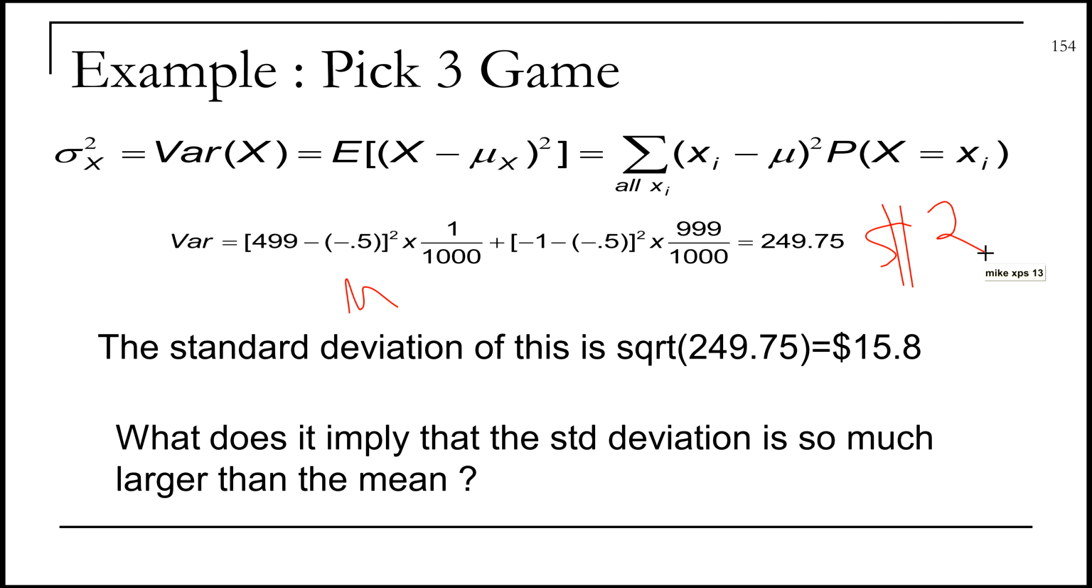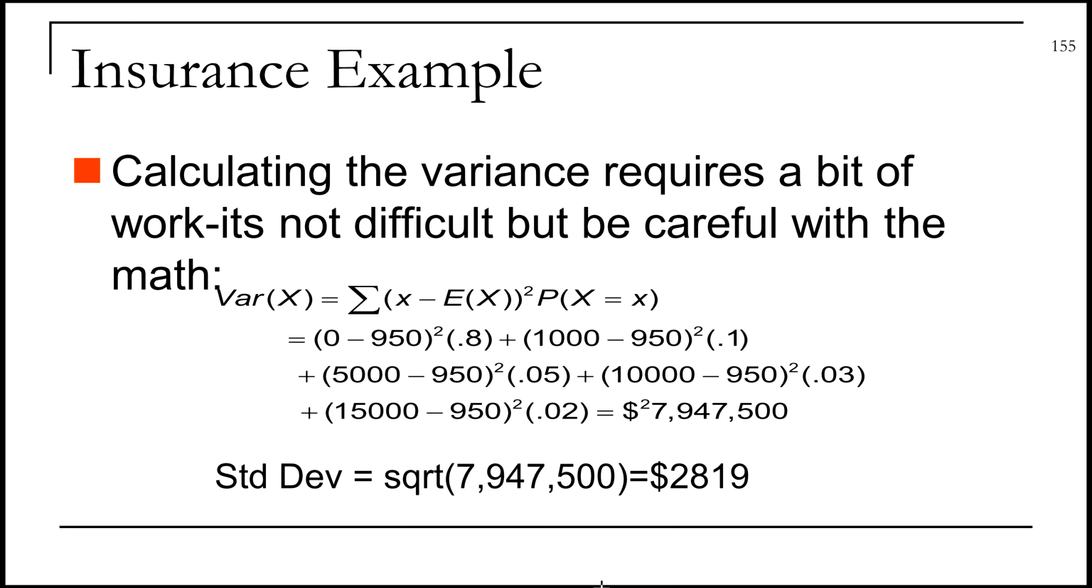Because it's a big spread. The only outcomes are 499 and minus 1. So there's a huge spread between them, and that's what that huge standard deviation is showing you. It's a big spread between the outcomes.